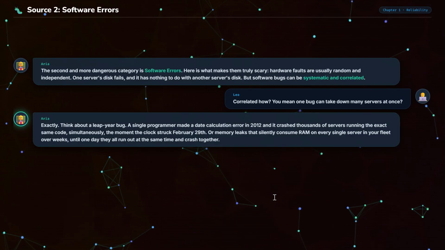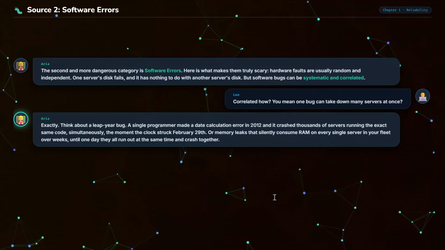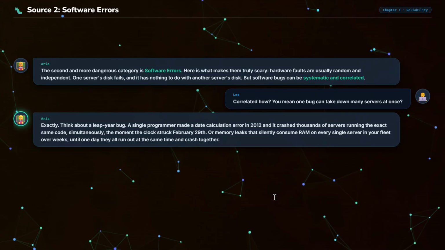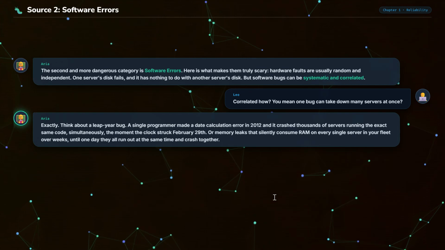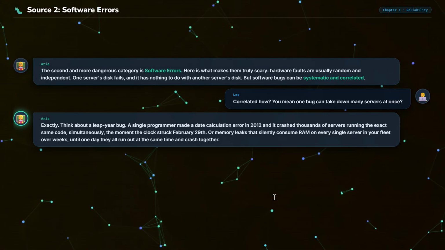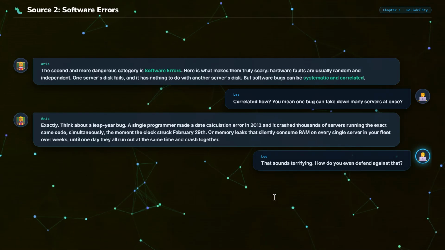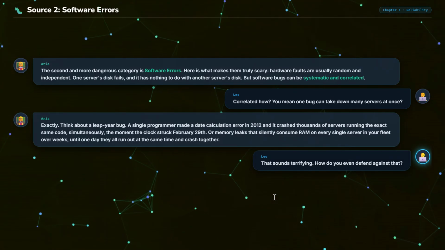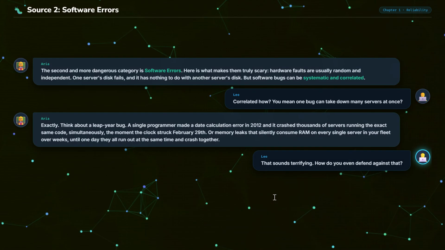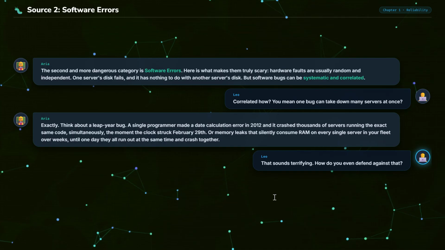Runaway retry loops, where one service starts failing, causing another service to retry thousands of times per second, which overloads the first service even further, a cascade that can bring down an entire data center. That sounds genuinely terrifying. How do you even begin to defend against bugs that can take down the whole system at once?